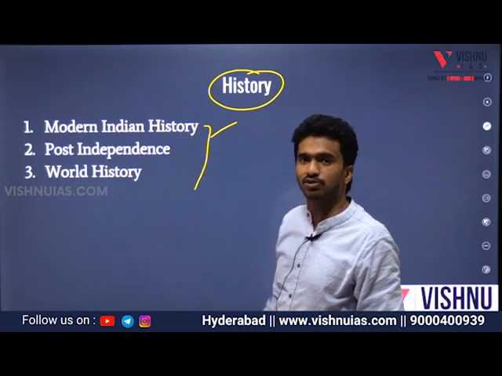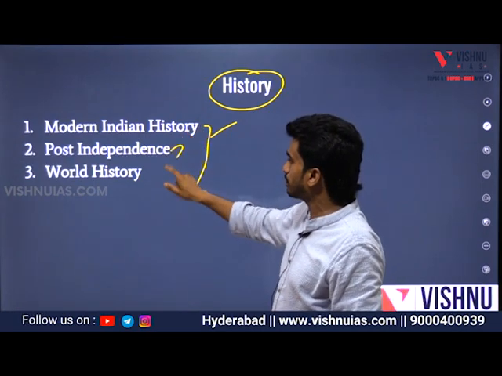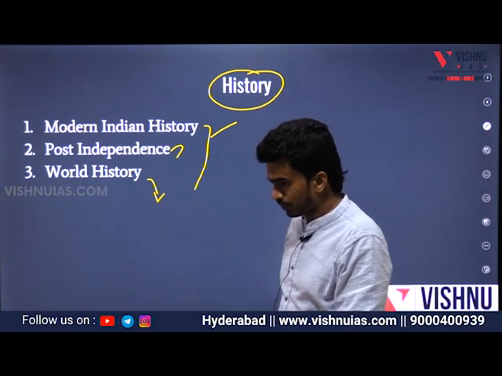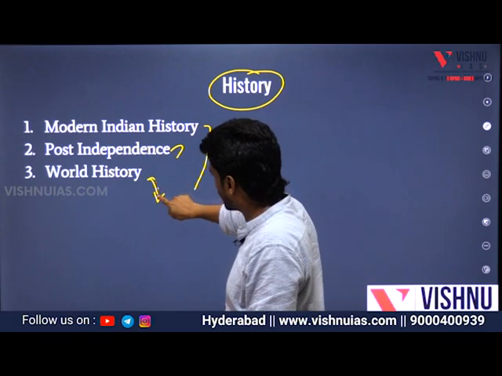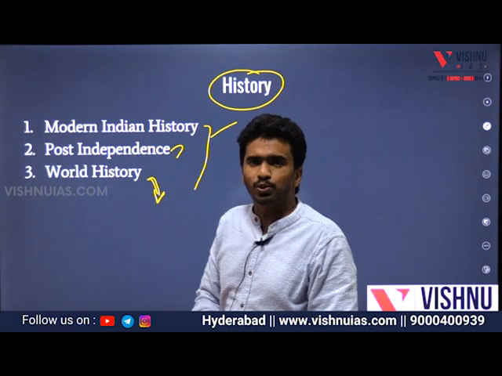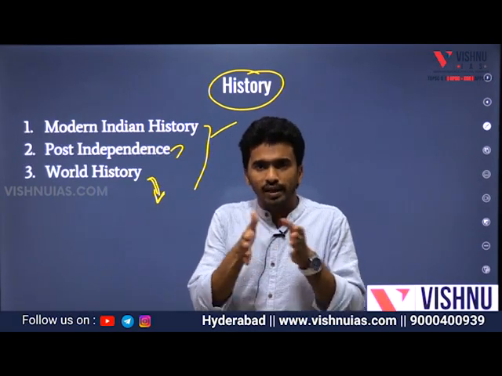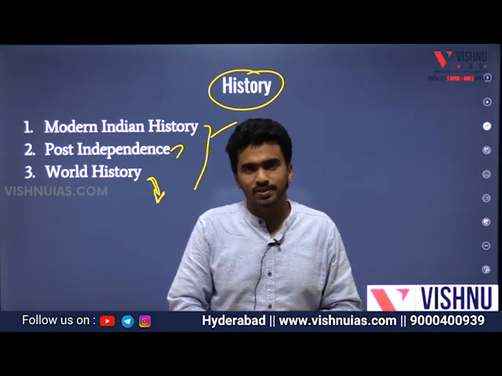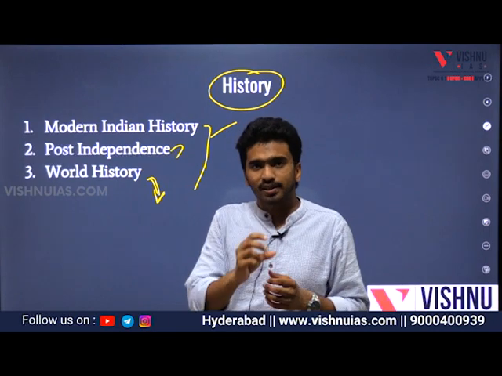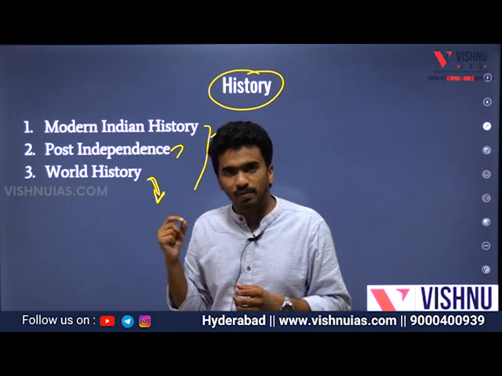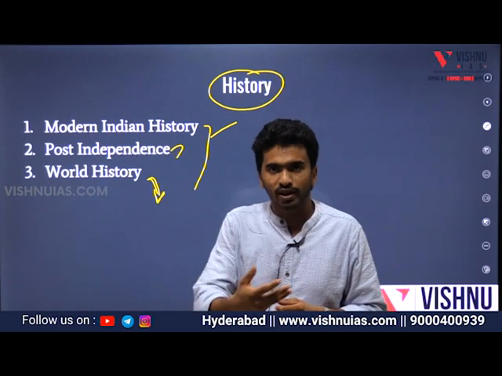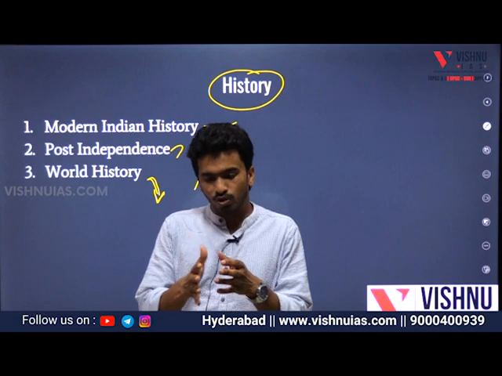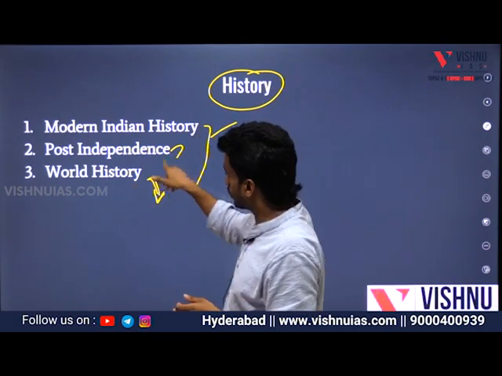First one, modern Indian history. Second is post-independence consolidation, and third is world history. For world history, I would suggest you don't go for any bulky books. Take the syllabus, as I already told, take each word of the syllabus and make a note out of it. You can refer to our institute material or handwritten notes for that. Don't go for bulky material for world history.